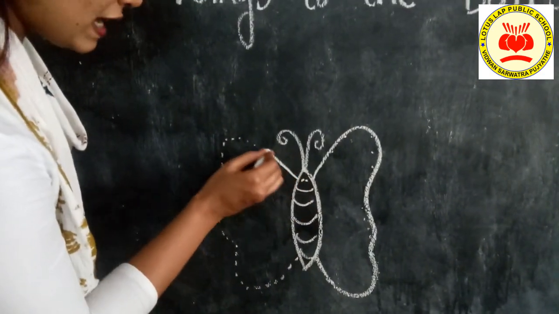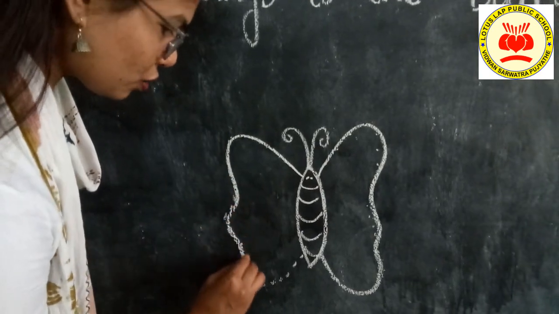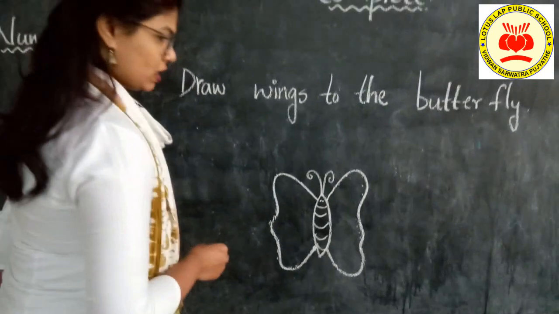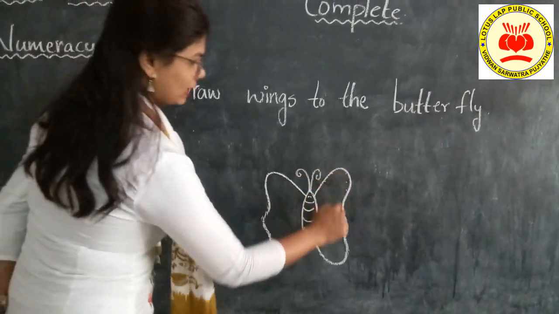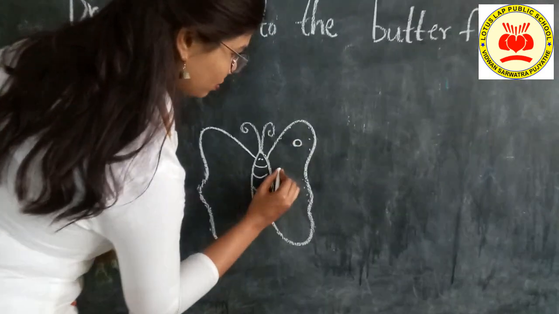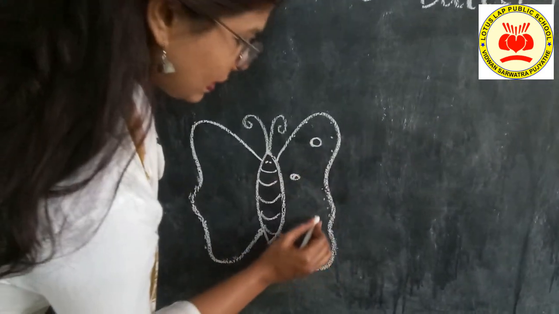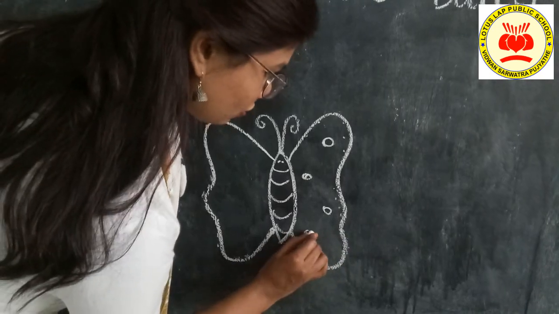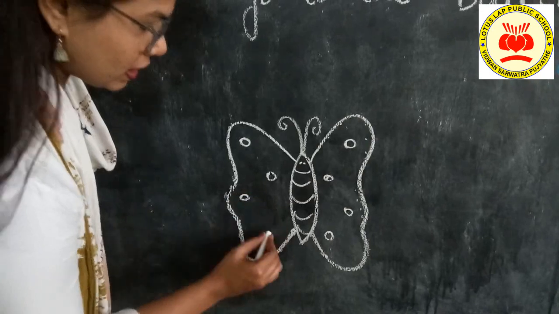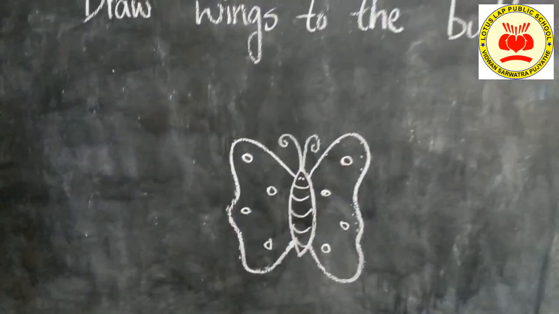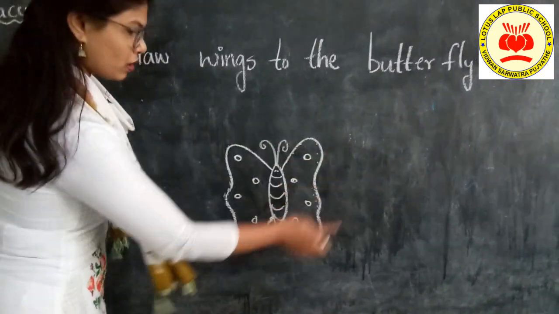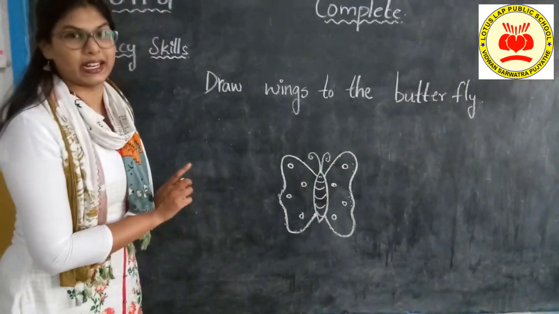Yes. How many of you like butterflies? There are so many colors of butterflies you can see every day, right? So I have completed drawing the wings. Let's decorate this one. I am going to draw small circles on the wings. Now it's completely finished. See how beautiful it is looking. So children, try to draw this in your rough copies and try to color it.